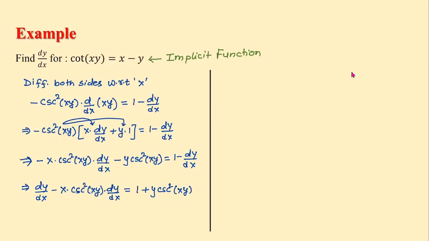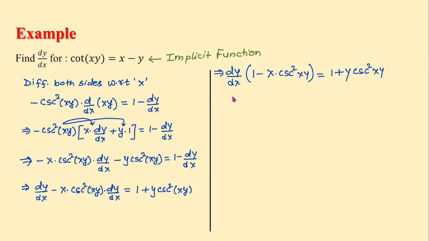On the left-hand side, we can factor out this dy over dx. If we factor out dy over dx, we'll have 1 minus x times cosecant squared xy. On the other side, we have 1 plus y times cosecant squared xy. So we are almost there. We want to find dy over dx, but here dy over dx is multiplied with this. That means we have to divide on both sides by this quantity.